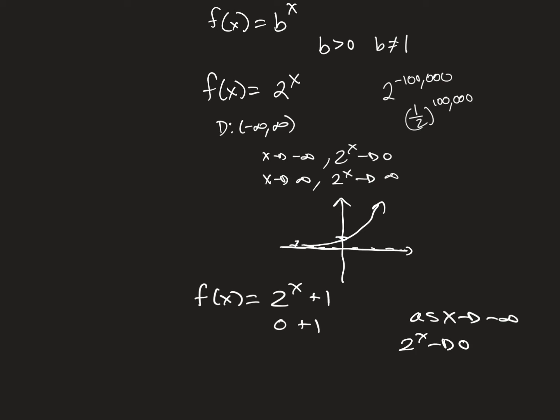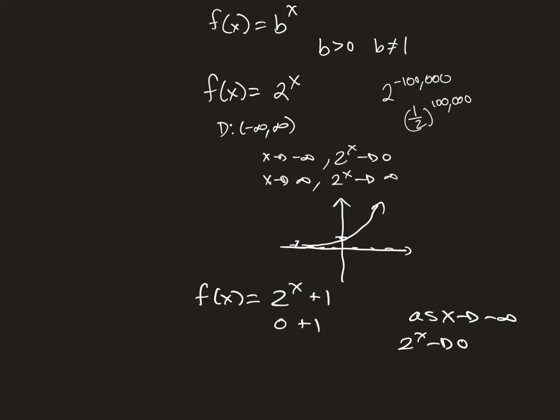So when I think about exponential, I think about the exponential piece of it, so what's changing, which is going to be the piece that has the x in the exponent. And as x goes to positive or negative infinity, is that getting closer and closer to a particular value? If so, that's going to be my horizontal asymptote, plus whatever vertical shift I have.